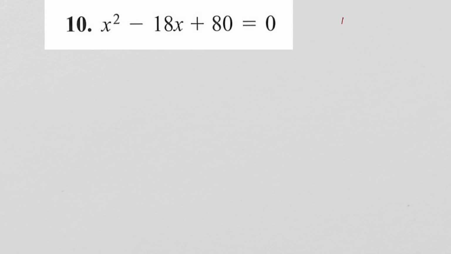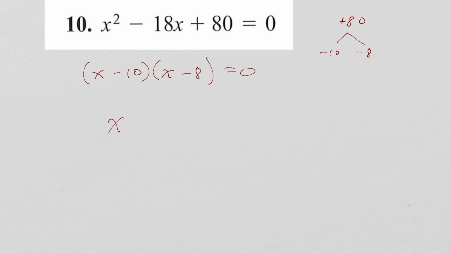Okay, factors of +80 that add up to -18. Well, let's see. They're both going to be negative, and they've got to add up. So -10 and -8. So we have x minus 10 and x minus 8 is equal to 0. So this tells us that x is equal to the opposite of this, that over that, so +10 over 1 and +8 over 1. And that's it.